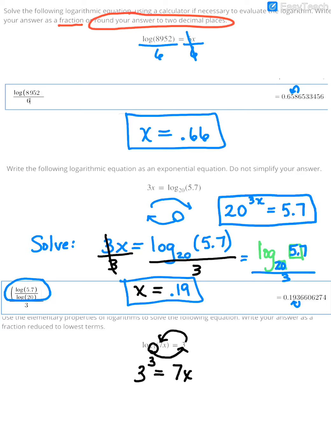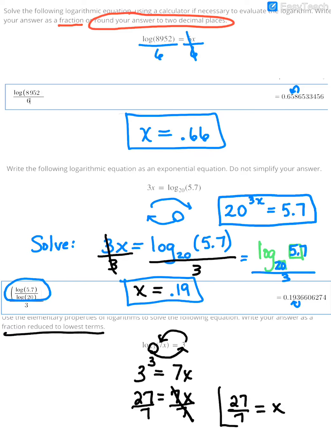Now, if we simplify 3 to the third, 3 times 3 would be 9. 9 times 3 would be 27. So if 27 is equal to 7 times x, in order to get x by itself, we will divide both sides by 7. And then if the fraction were to reduce, we certainly would want to reduce it, but in this case it does not. So this would be a case where we could just leave it as a fraction that is reduced to lowest terms, as they're stating there. So 27 over 7 would be my answer on that particular problem.